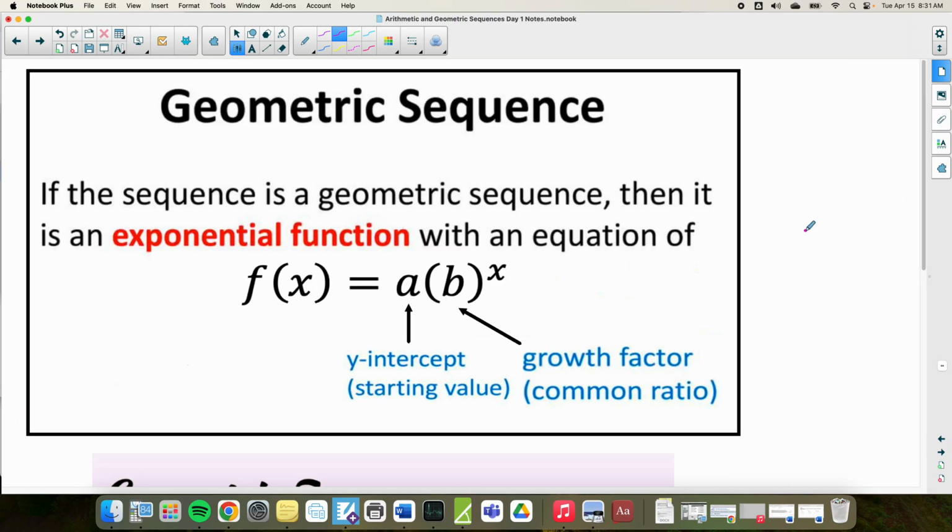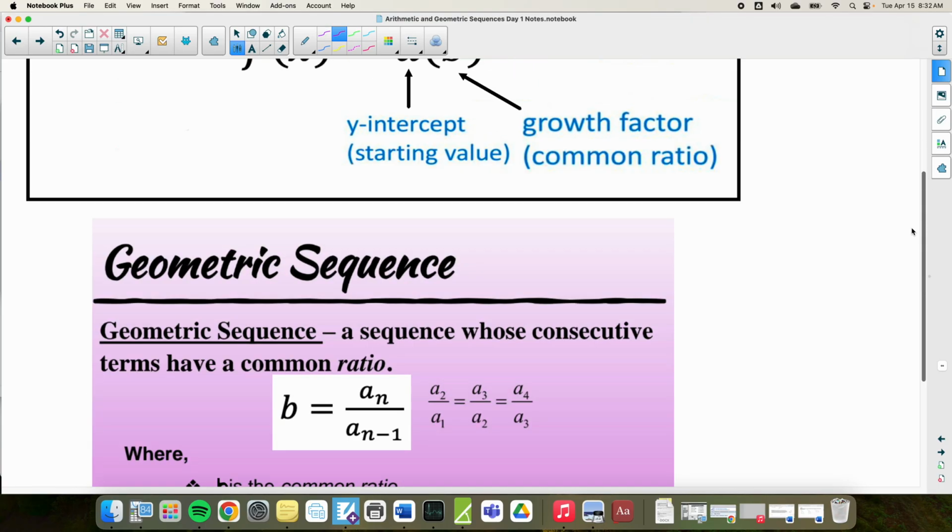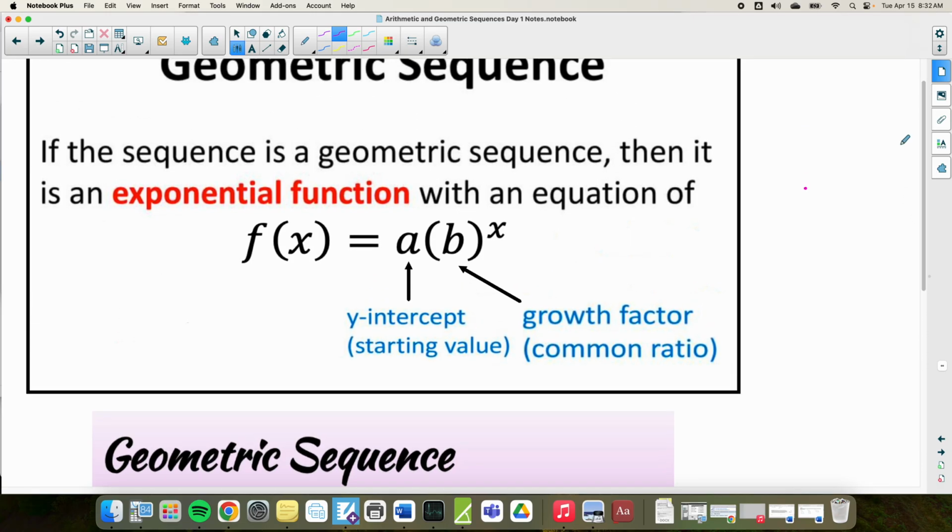Now what we're going to do is go on to geometric sequences. So arithmetic sequences are when you add or subtract the same number each time. Geometric sequences are when you multiply the same number each time, okay? So this is the formula for a geometric sequence, okay? And the A in this formula is where your sequence starts. So I'll give you an example.